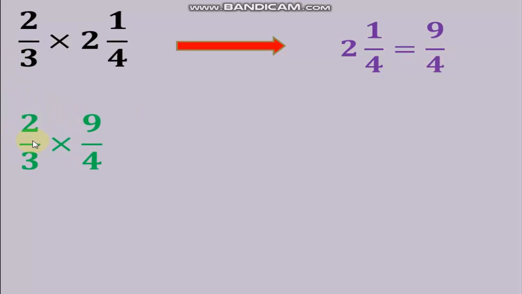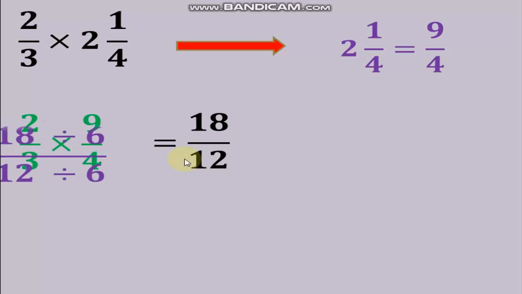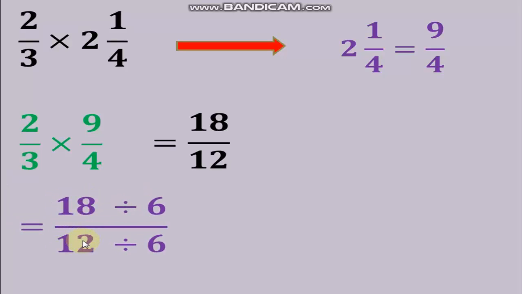Step number 2. 2 over 3 times 9 over 4 equals 2 times 9 equals 18. 3 times 4 equals 12. Step number 3. Put the result in the simplest form. 18 and 12 are divisible by 6. 18 divided by 6 equals 3. 12 divided by 6 equals 2.